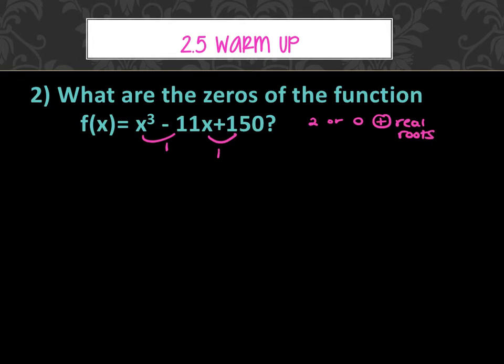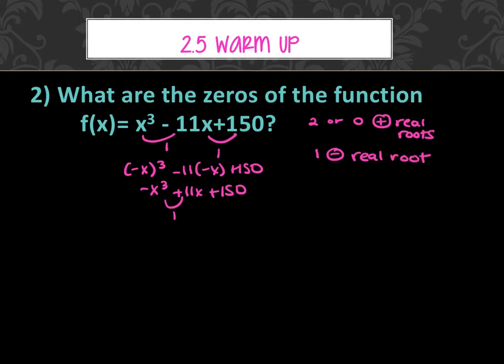Then to test the negative roots, I would plug in a negative x. So negative x to the third minus 11 negative x plus 150. And I get negative x to the third plus 11x plus 150. Now there's one sign change, so there's one negative real root. That helps me determine what to try, because if it's 2 or 0 of the positives but 1 of the negatives, I'm not going to try positives because there's a possibility that none of them work. I'm going to try the negatives first. So that's what that helps you with.